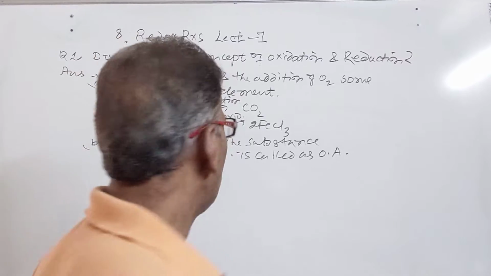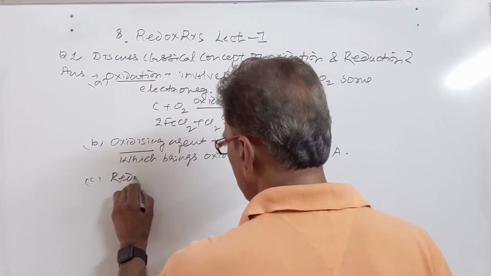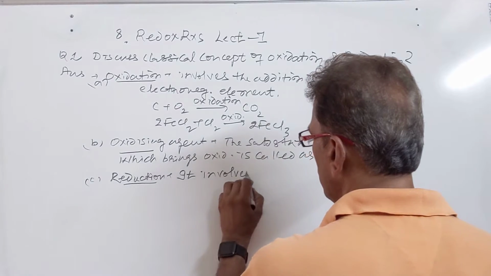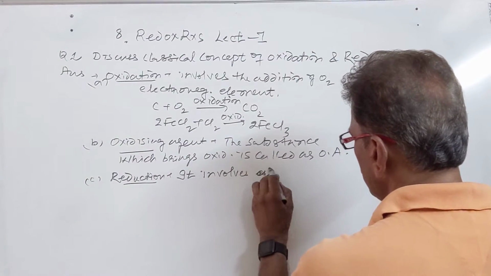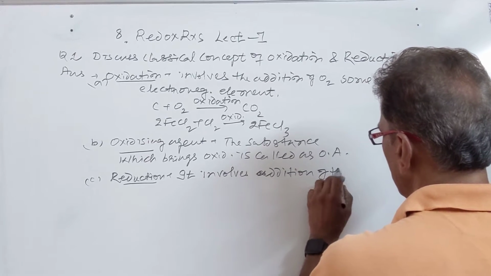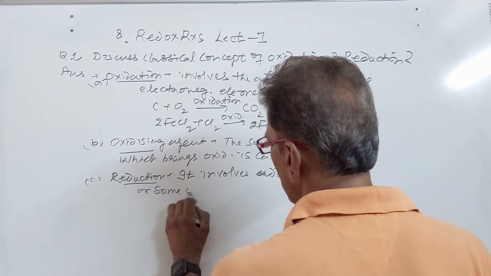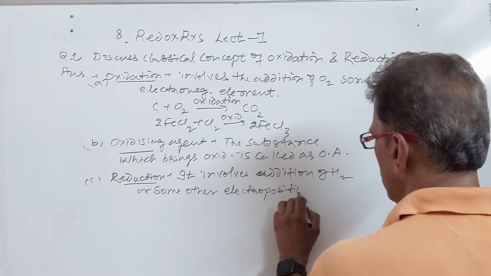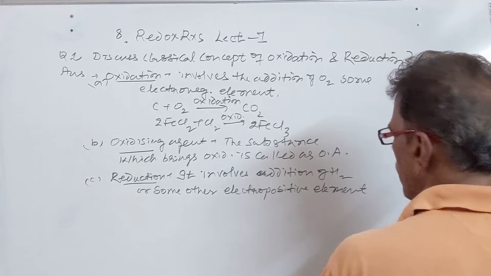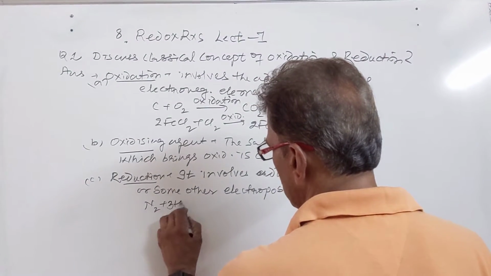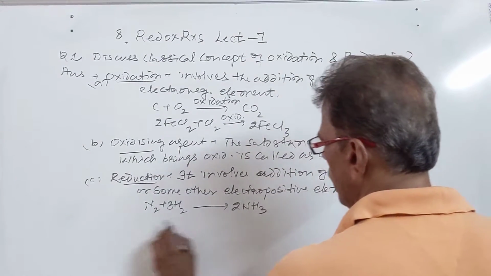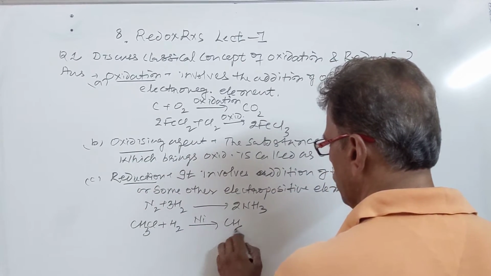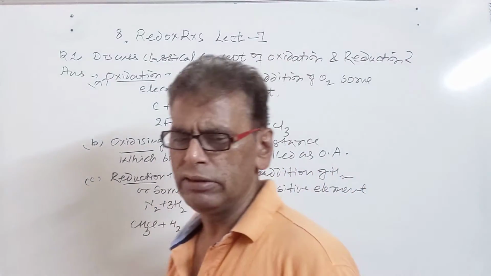Then we have the reduction, addition of hydrogen. It involves addition of hydrogen or some other electropositive element. For example, N2 plus 3H2, this is reduction to NH3. CH3Cl given hydrogen in the presence of nickel will be CH4 plus HCl. So this reaction is called as reduction.